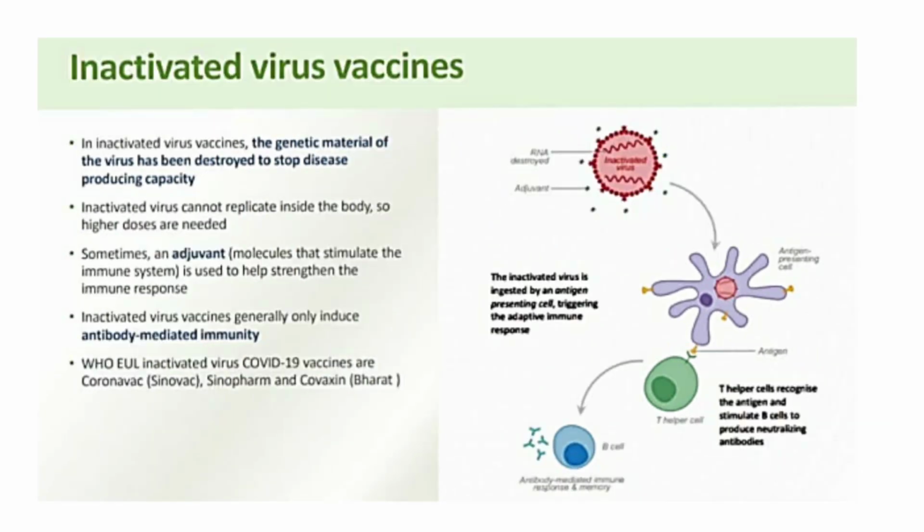Next is inactivated virus vaccines. In this type, the genetic material of the virus has been destroyed to stop disease producing capacity. Sometimes an adjuvant, that is, molecules that stimulate the immune system, is also used to strengthen the immune response. The COVID-19 vaccines are Coronavac, Sinopharm and Covaxin. The inactivated viruses generally induce antibody mediated immunity, which is also called humoral mediated immunity.